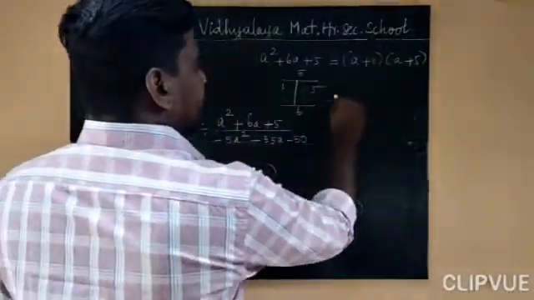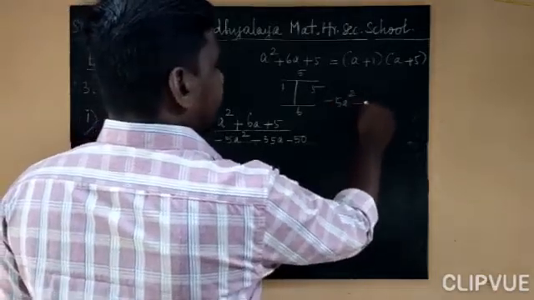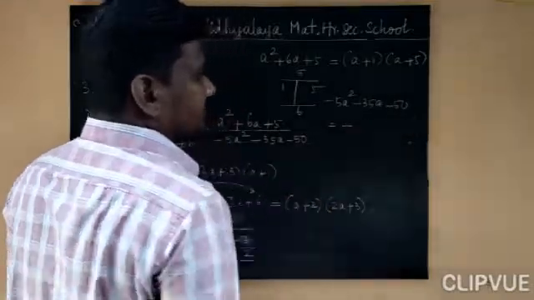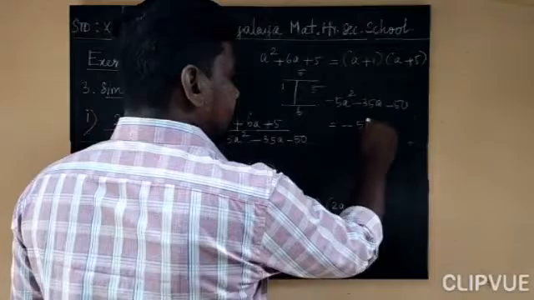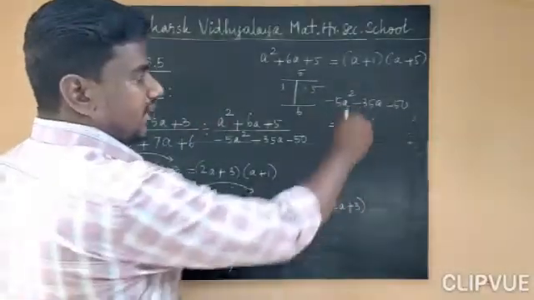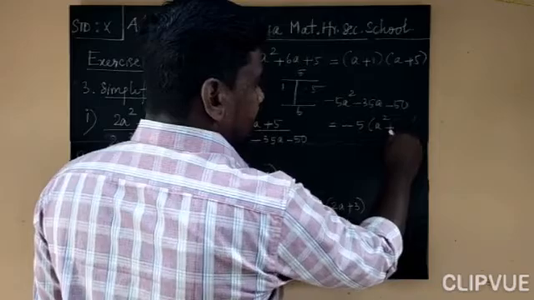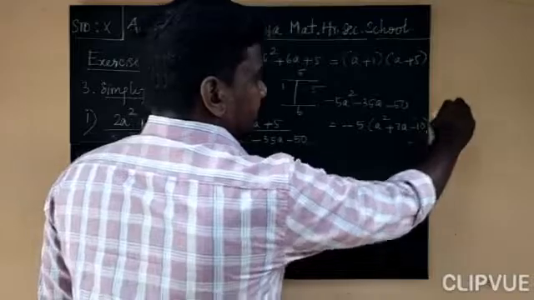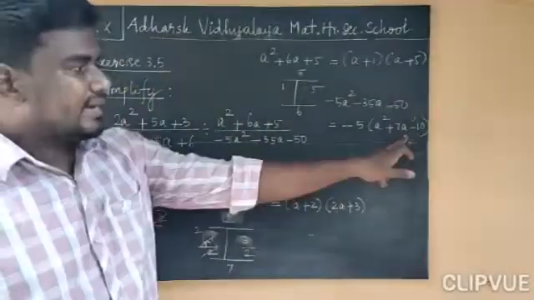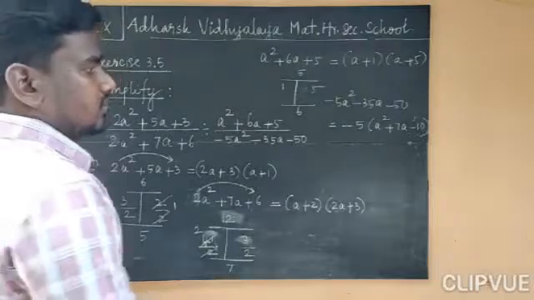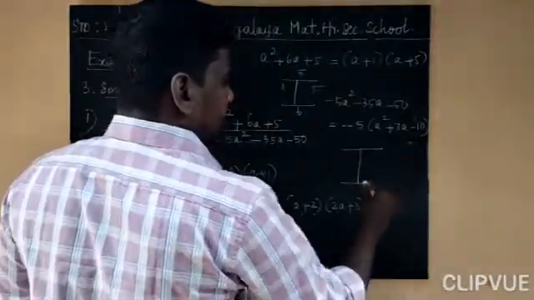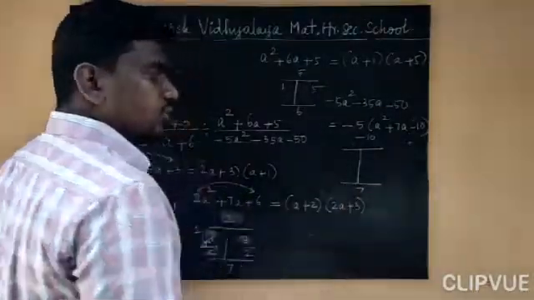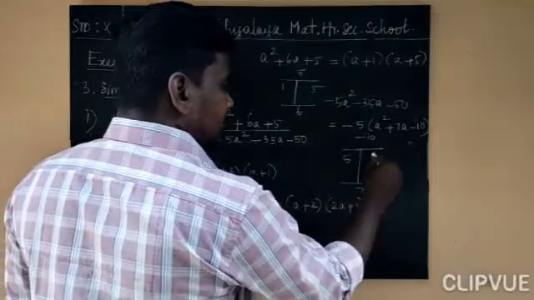Next one is minus 5a square minus 35a minus 50. First I am going to take minus 5, the common factor, out. If you take minus 5 out, what do we have here? a square plus 7a minus 10. So we get the quadratic polynomial like this. The product of two numbers is minus 10 and the sum of the same two numbers is 7. So what are they? 5 and 2.